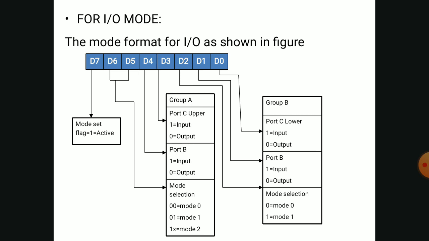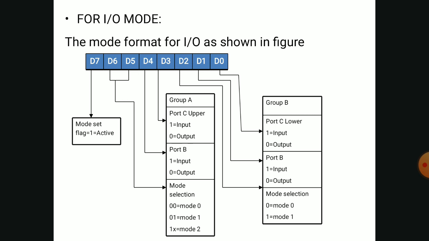What about D3? Just like D4, D3 indicates port C upper. As I already mentioned, port C is divided into two subports, port C upper and port C lower. Here the D3 bit indicates only port C upper. Port C upper means PC4 to PC7. If D3 bit is 0, port C upper is output. If D3 bit is 1, port C upper is input.